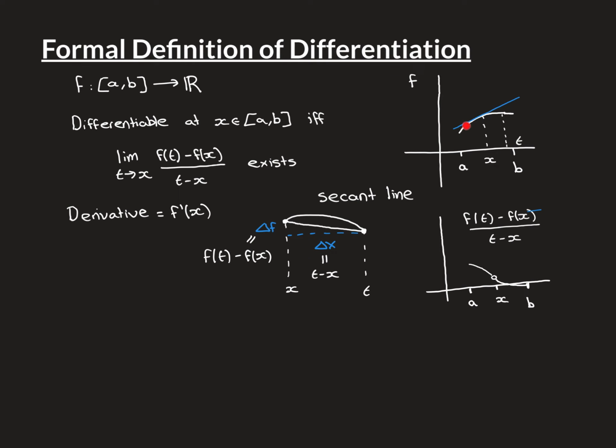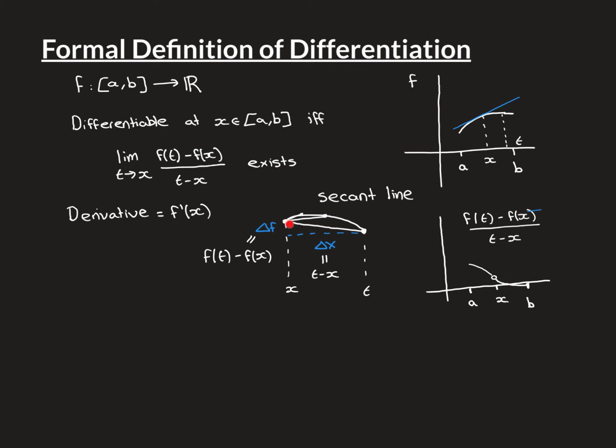If you come from this side, if you imagine t being below x, and you bring it closer and closer, you can see that the gradient of these secant lines is again going to approach the value of that tangent line's gradient. And that's why the limit as t approaches x of this quotient function, that missing value there, is going to actually be the value of that tangent line's gradient.